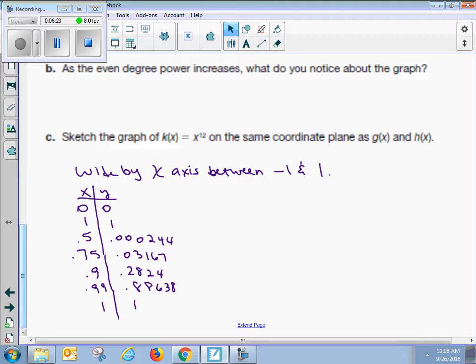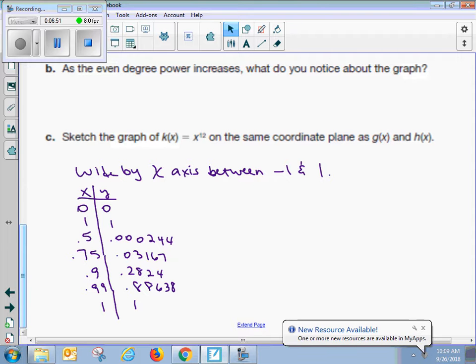Next, when I plugged in 3/4, I got 0.03167. That's like 3/100ths. That's still a tiny number. So it's really, really close to the x-axis as far as its height. When I plugged in 0.9, which I know is close to 1, I got 0.2824. So that's close to about 1/4. When I plugged in 0.99, which is really close to 1, I got 0.88638. So that's way closer to going up to 1. But can you see that with that 0.5, the 0.75, how it's still lying really low, close to the axis? That's how come it's happening.